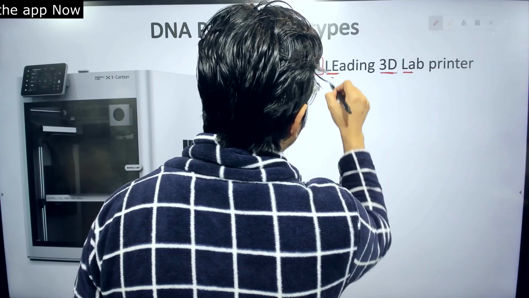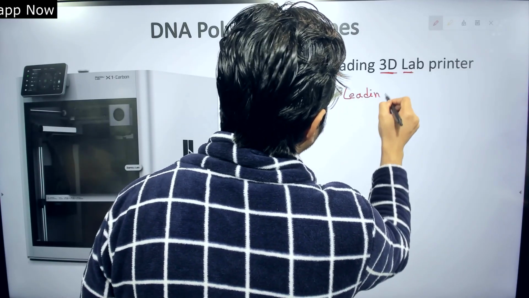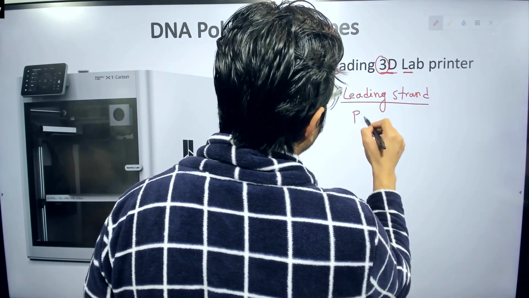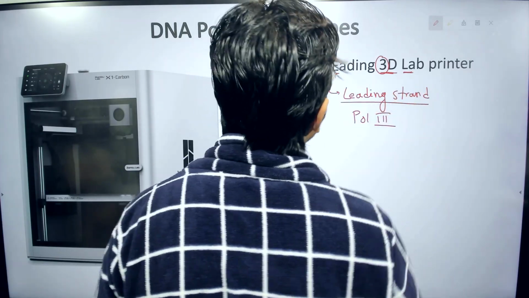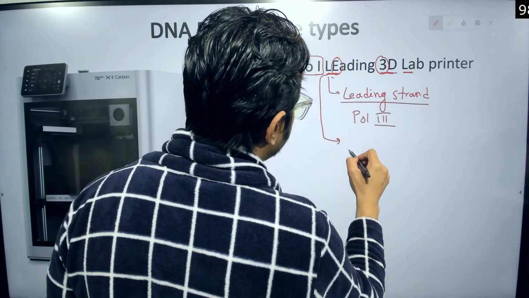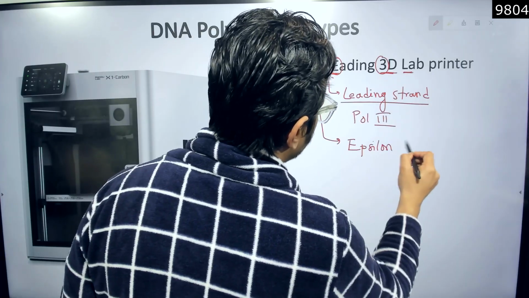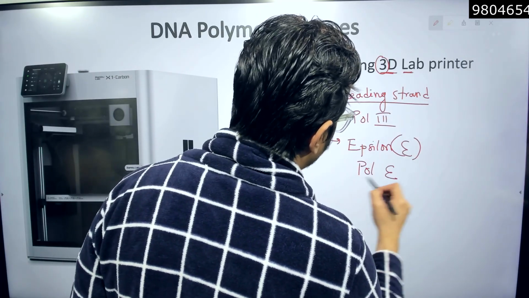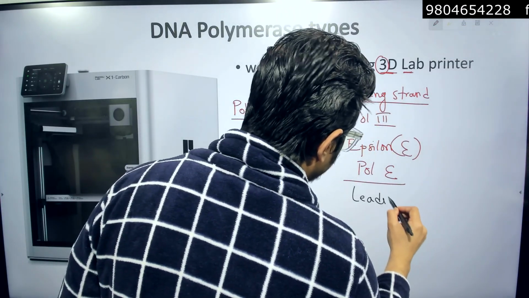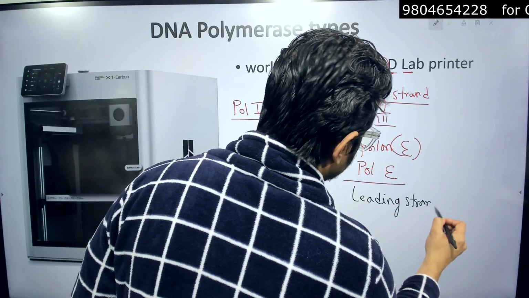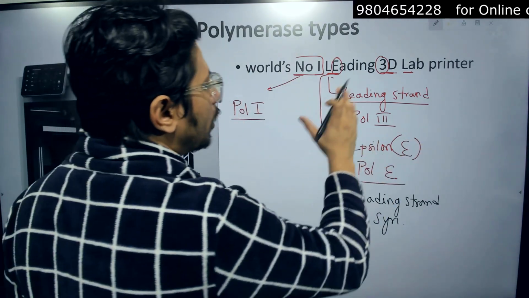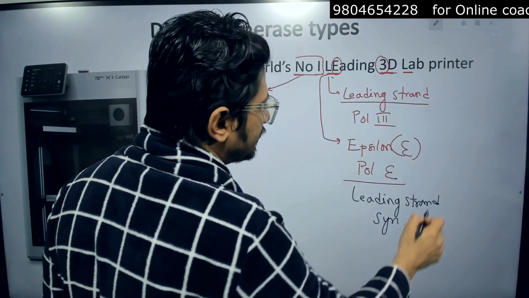So again, L for leading strand synthesis, and who does that? 3 means pol3. Pol3 from the prokaryotes helps in the leading strand synthesis. And what else do we have? We have capital E. I'll take capital E for epsilon, pol epsilon, right? So pol epsilon in eukaryotes is also involved in leading strand synthesis. So both pol epsilon in eukaryotes and pol 3 in prokaryotes are involved in the process of leading strand synthesis.